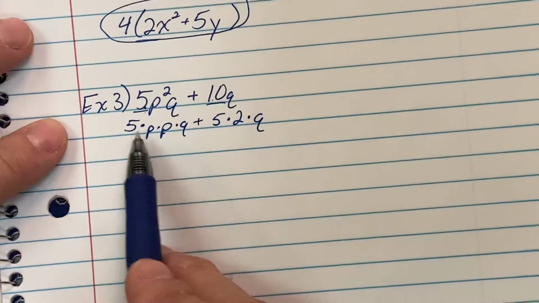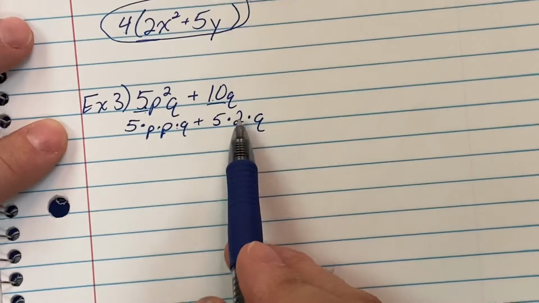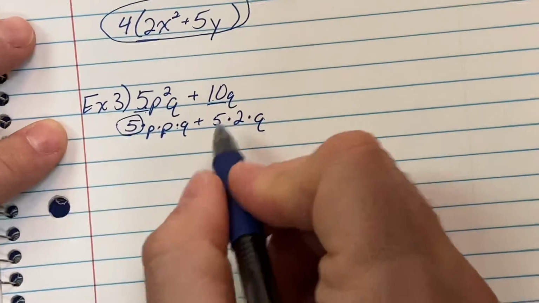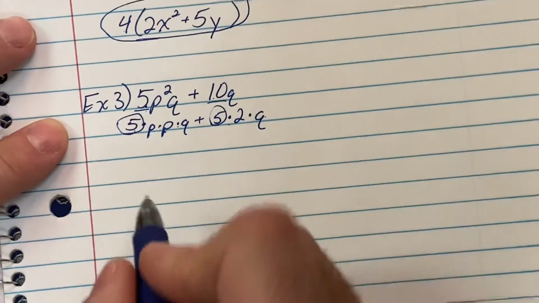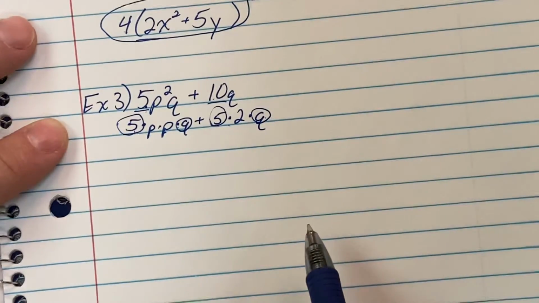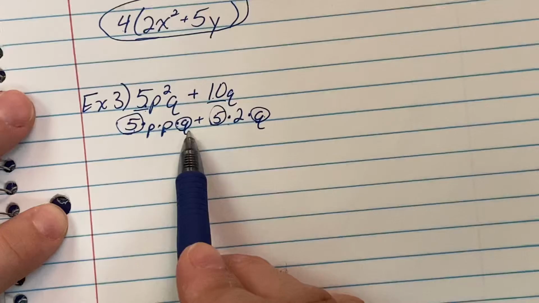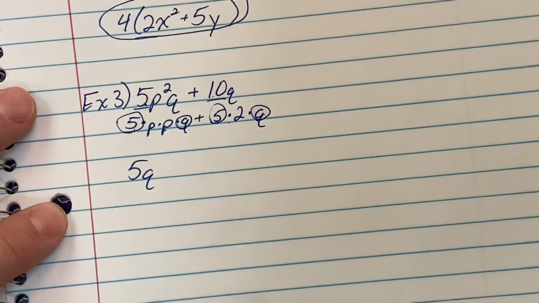Here's the good thing about expanding this out completely like this. Now I can look at both sets. So I have this 5 times p times q, and I have this 5 times 2 times q. Let's go through and circle what's common in both. Well, there's a 5 in both, so that's common. There's a q in both, so that's common. So my GCF is whatever I have circled now. Well, I have a 5q and a 5q, so 5q is my GCF.